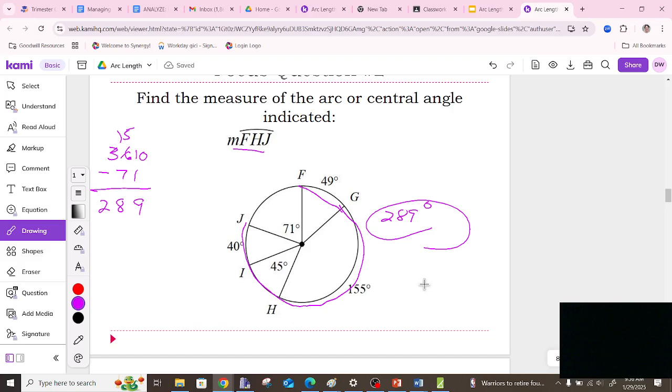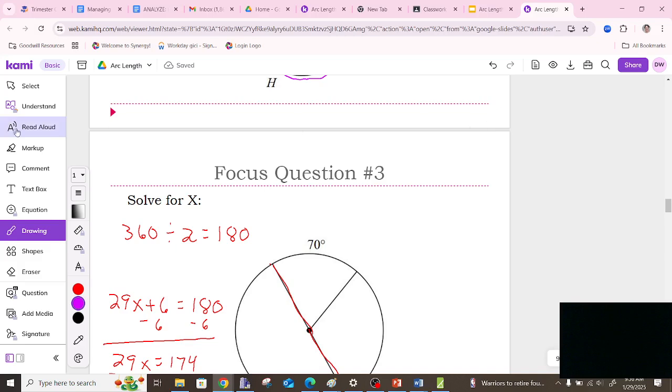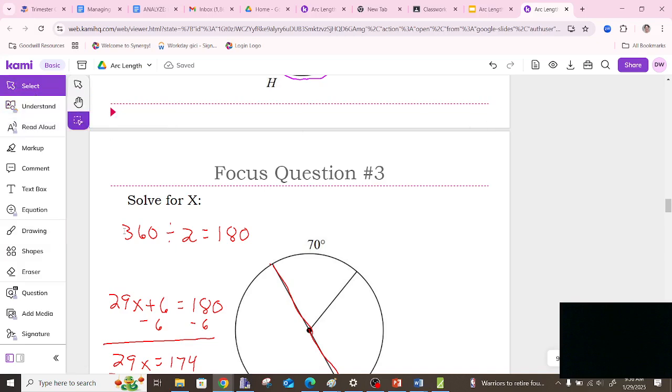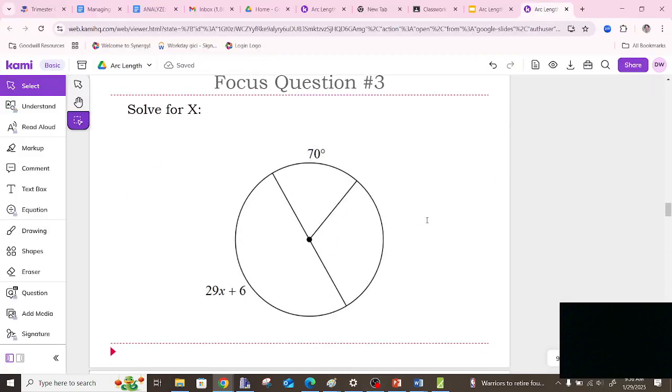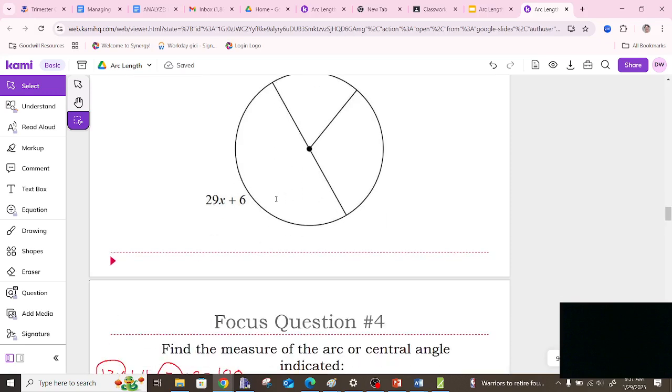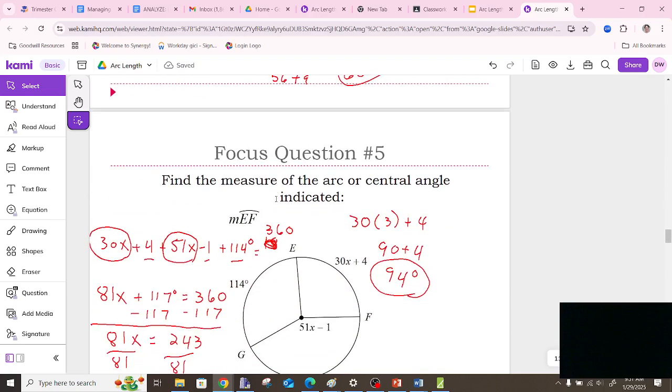Can I move on? Okay. So over here we did these types of problems. It says to solve for x, you wouldn't even need this 70. You just set it equal to 180 because this side here is a diameter, and we've done those. So I'm going to skip these because we were doing these on our do now.